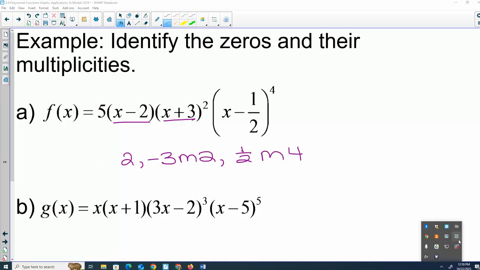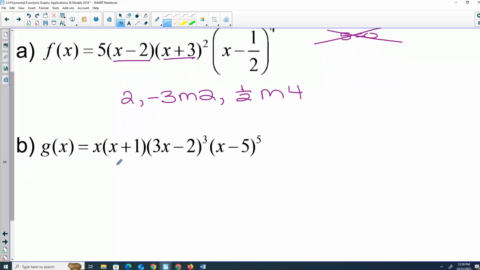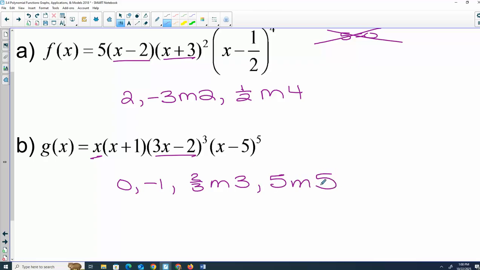List the zeros and their multiplicities. So, a plain x is just 0. So x plus 1 equals 0, you get -1. What about 3x minus 2? Multiplicity 3. And x minus 5? Okay. So any problems finding the zeros if it's in factored form?